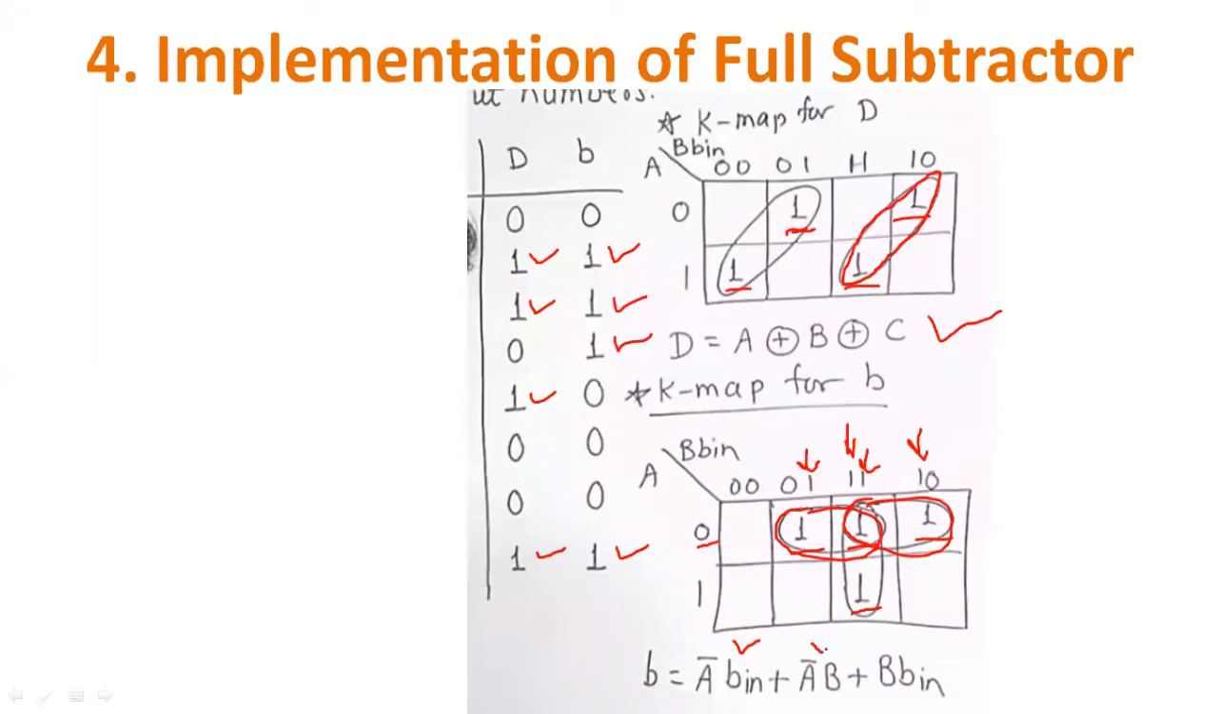So A bar B in, this is the second term, and for this vertical group, which terms are common? B and B in. So B and B in, this is the third term.